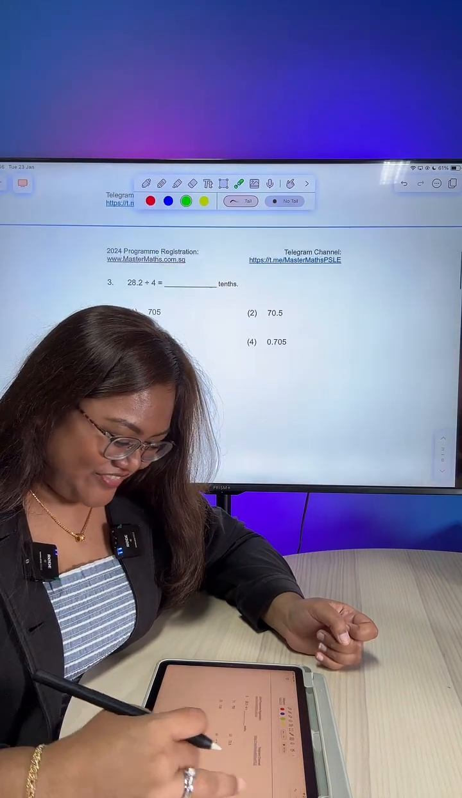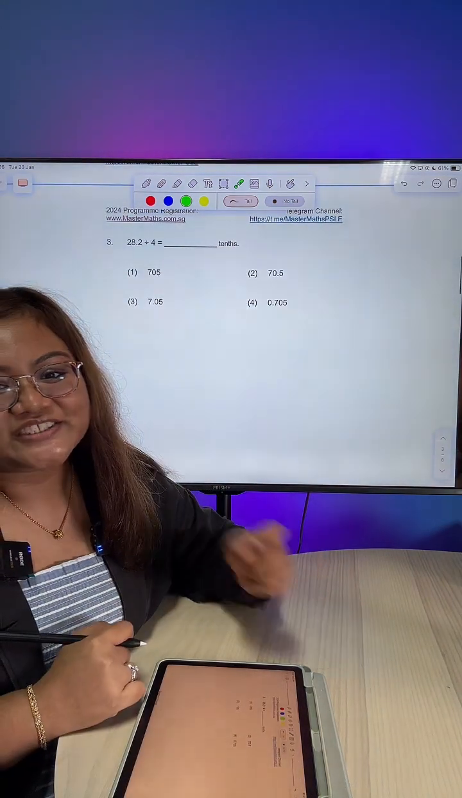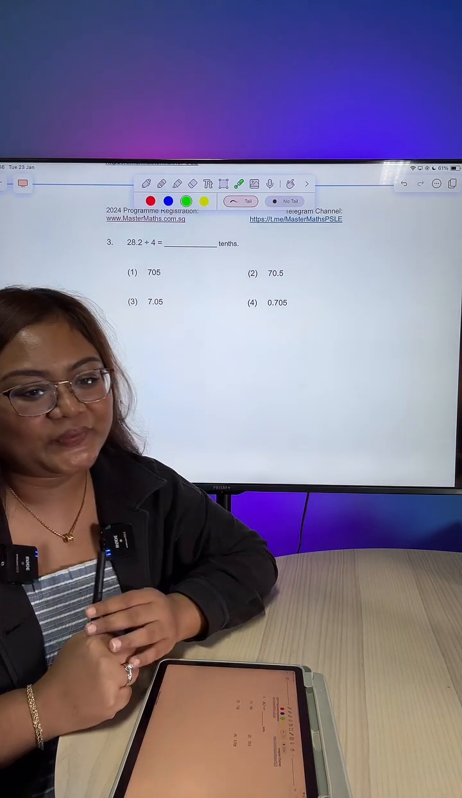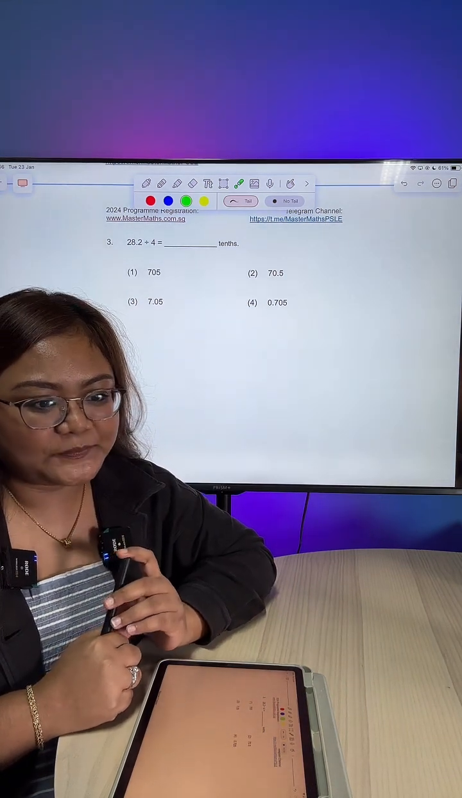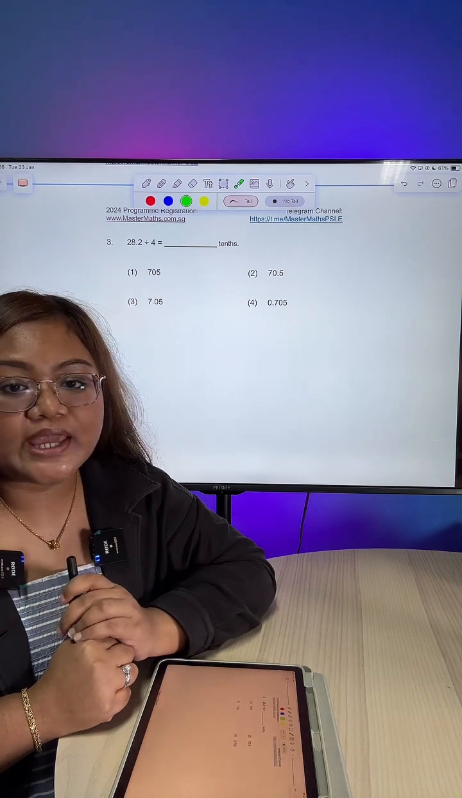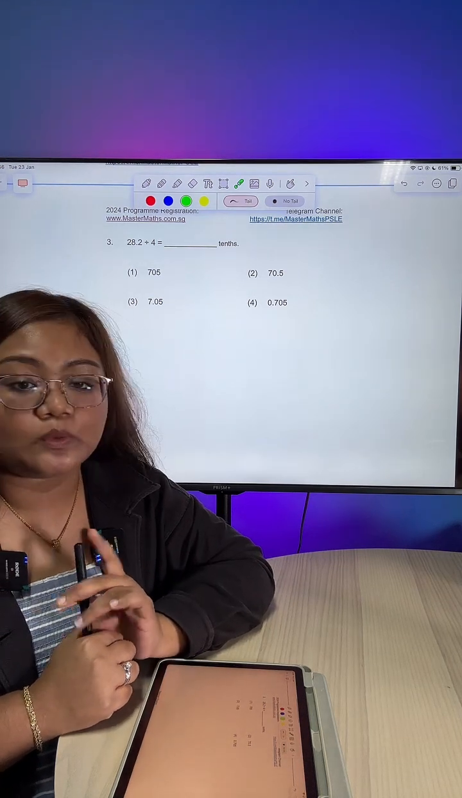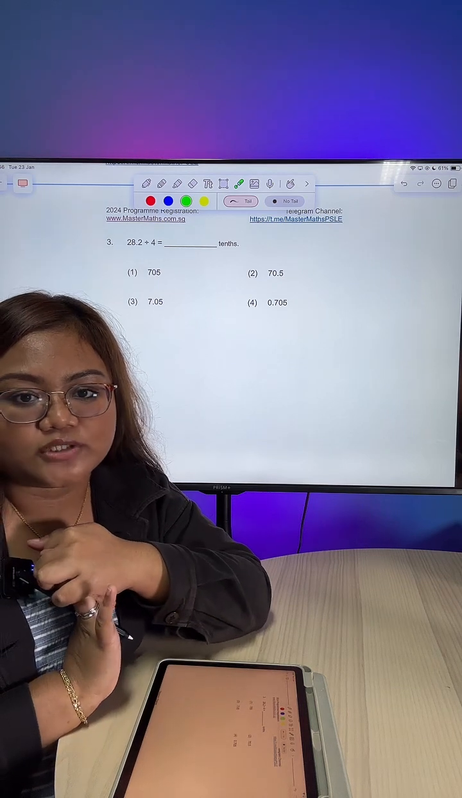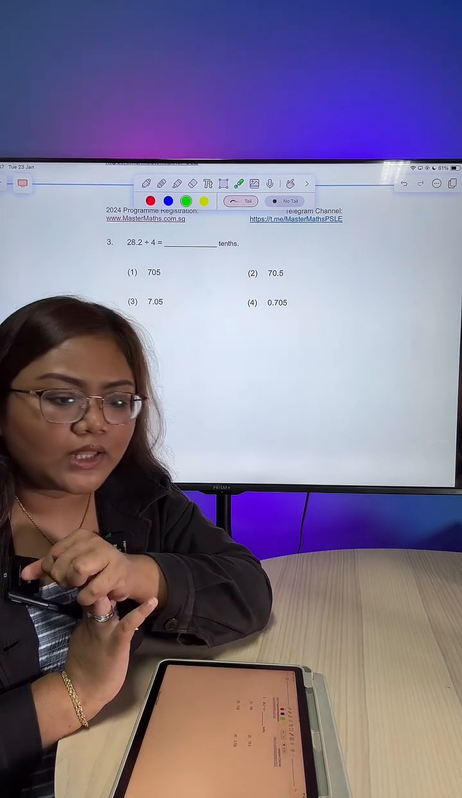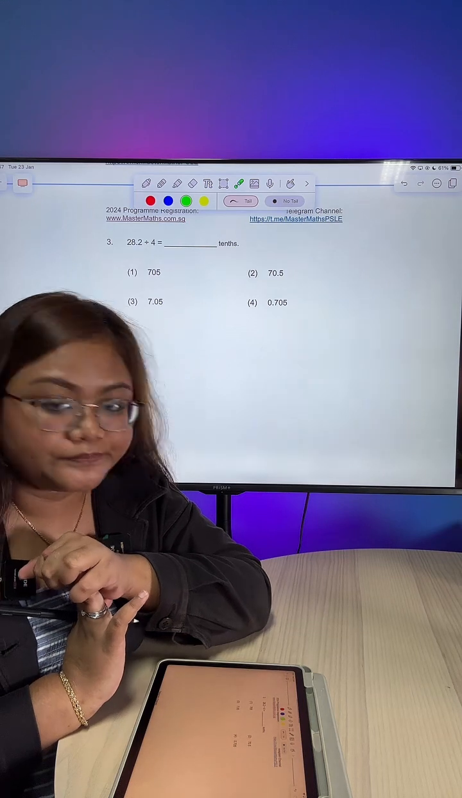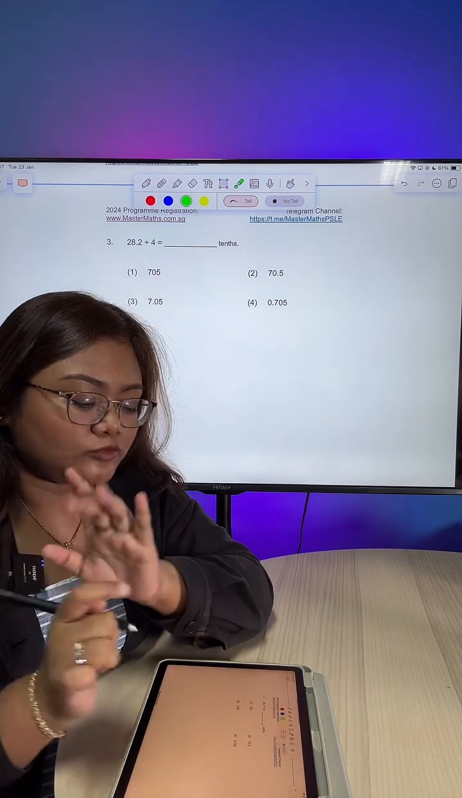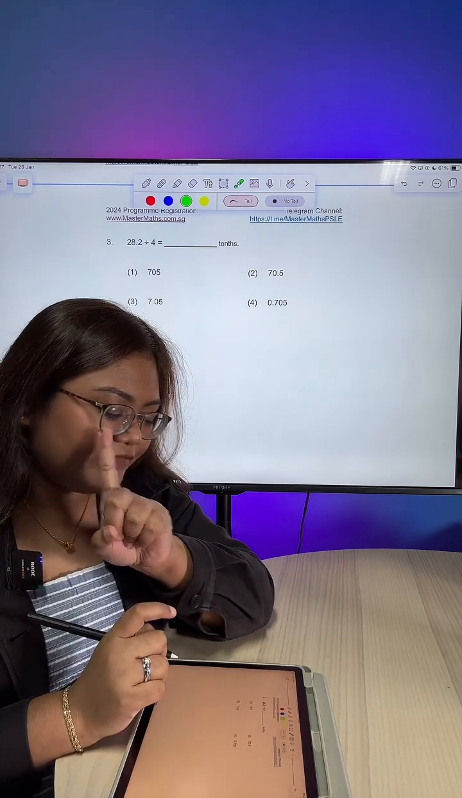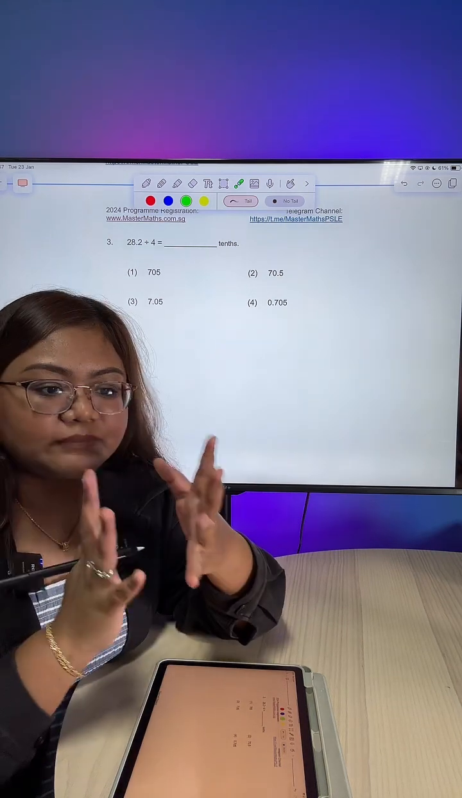Okay, let's go on to question 3. Question 3. 28.2 divided by 4 equals to blank tenths. Alright, how do we solve this question? If you don't know how to solve, you should be able to get your first line correct, or your first step done.